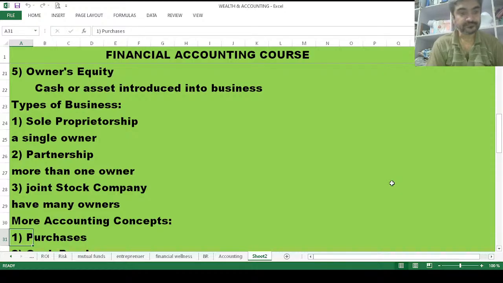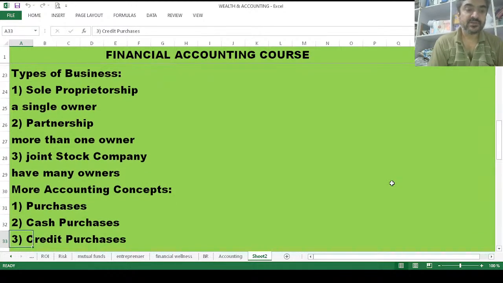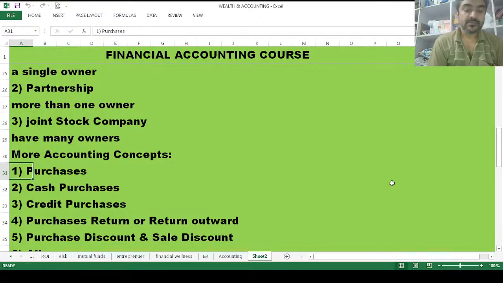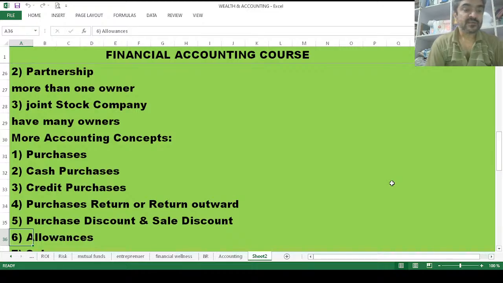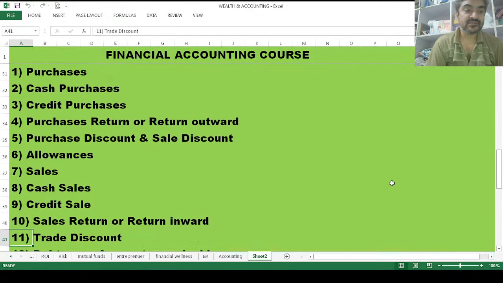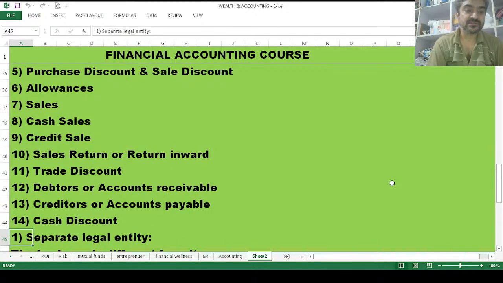Then in the second lecture, we explored some accounting concepts, which includes purchases, cash purchases, credit purchases, purchases return, purchase discount, and sale discount, allowances, sales, cash sales, credit sales, sales returns, trade discount, debtors, creditors, cash discount.